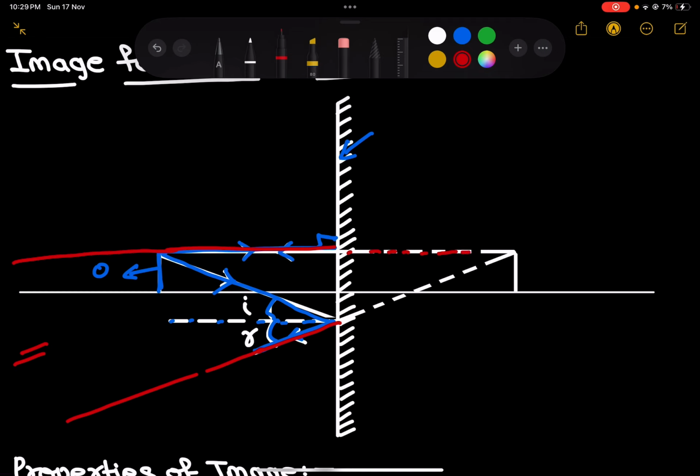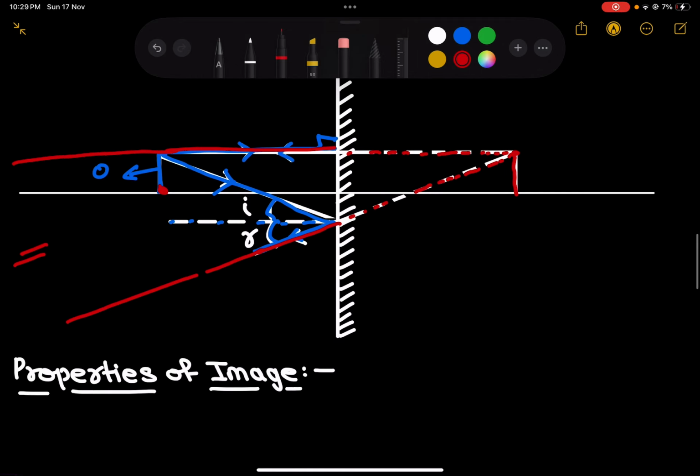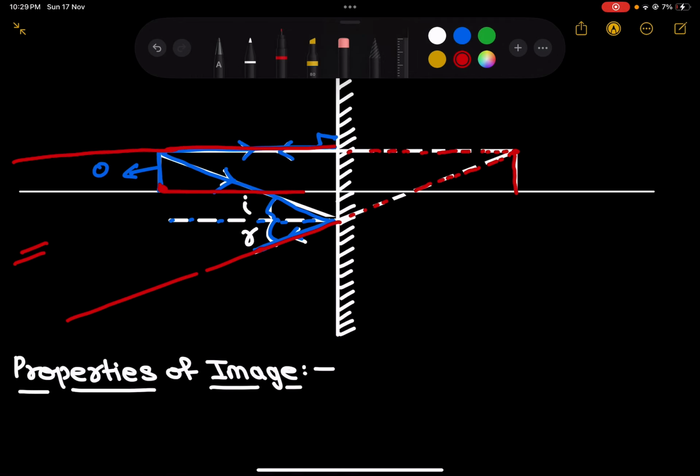So we extend them backwards here, both the rays, and they meet at a point. It's obvious, they meet at a point. And here we can form the image. The same thing will happen for the bottom part. If you go like this, it will go here. It will be the same basically. So you'll get the image here, behind the mirror. What is important? Behind the mirror. The image will be formed behind the mirror.